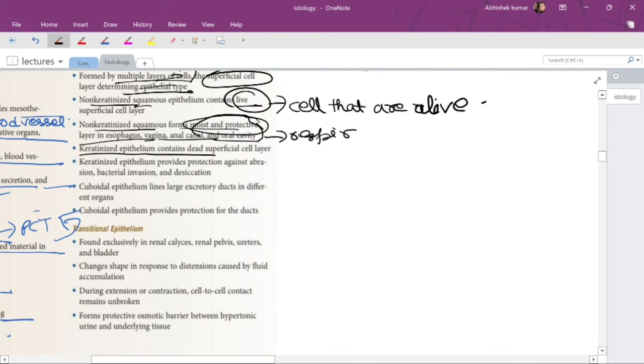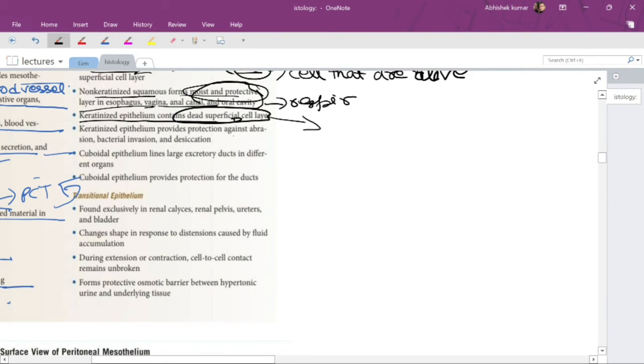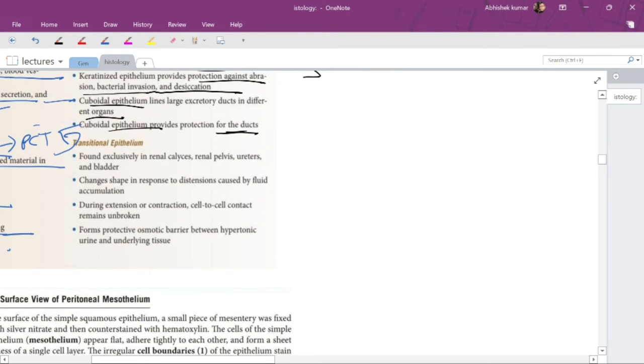Now, keratinized epithelium contains a dead superficial layer. It will contain a dead layer. Keratinized epithelium provides protection against abrasion, bacterial invasion, and desiccation. Cuboidal epithelium lines larger excretory ducts in different organs. Cuboidal epithelium provides protection for the duct. Okay. Now, the last type of epithelium is transitional epithelium. It is found in the renal calyx, renal pelvis, ureter, and bladder.